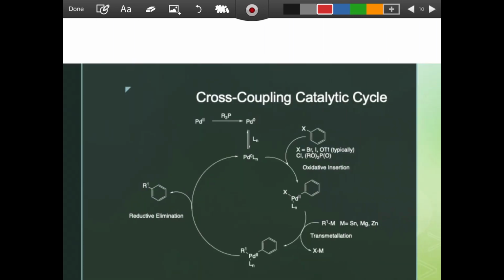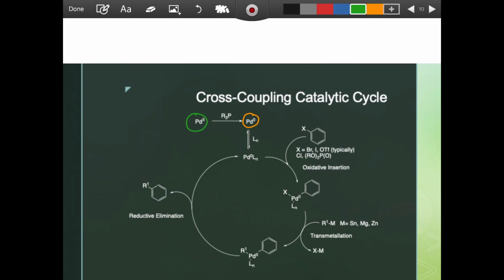So, kind of the generic catalytic cycle is the same thing that we saw before, right? You either start with palladium 0, or you make the palladium 0 in the reaction from palladium 2, where the palladium 2 reacts with typically some sort of trialkyl phosphine and gets reduced from palladium 2 to palladium 0. And then once that happens, you get some ligands around that palladium.